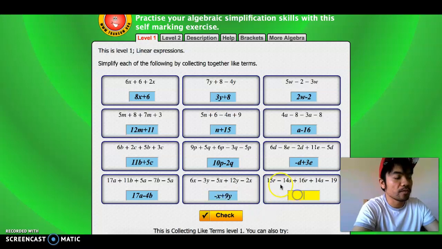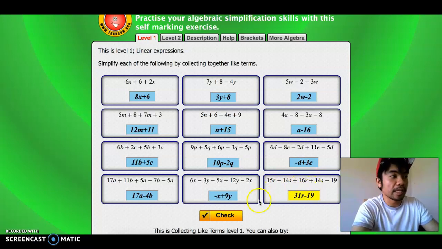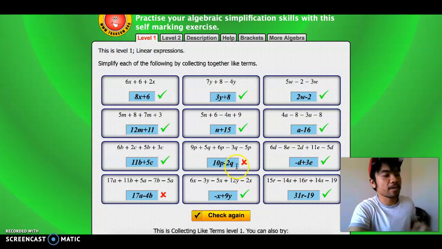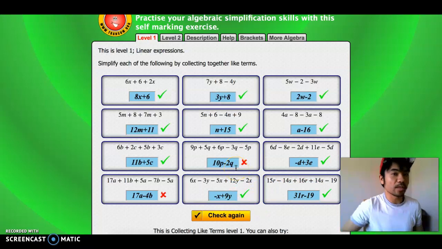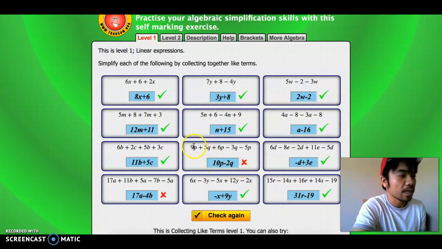And then this one, 15r minus 14s plus 16r plus 14s minus 19. So that would be, let's do all the r's together. 15r plus 16r is 31r. And negative 14s plus 14s is 0, and minus 19. So let's check it. Oh no, I got it wrong. All right, well, I have 2, so let's see where my mistake was.